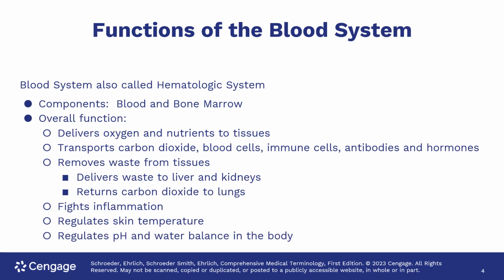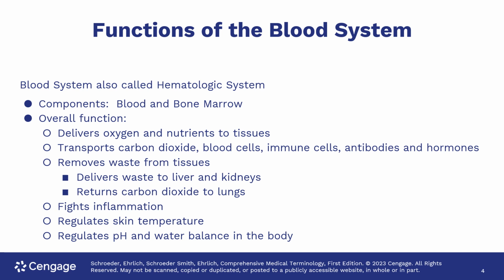Another name for the blood system is the hematologic system. So whenever you see heme, you know they're talking about blood. Parts of the blood system are blood and bone marrow. These parts help to deliver oxygen and nutrients to the tissues. It also moves carbon dioxide, cells, hormones, and removes waste from the tissues.